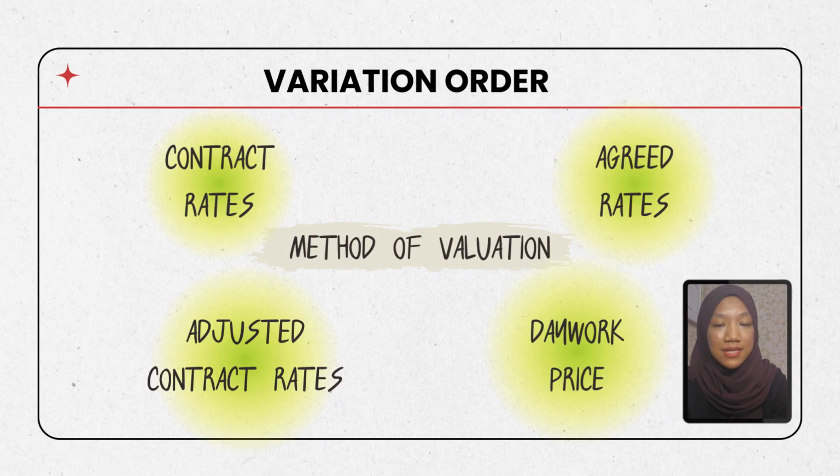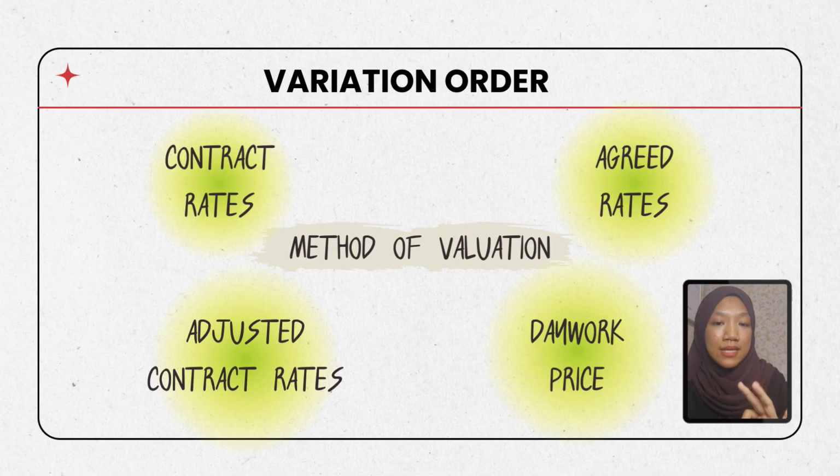The second method is adjusted contract rates. This method is used when the variation is similar to the original work, but the conditions have changed, such as the quantity, location, or method of construction. In this case, the original contract rates are adjusted to reflect those differences.